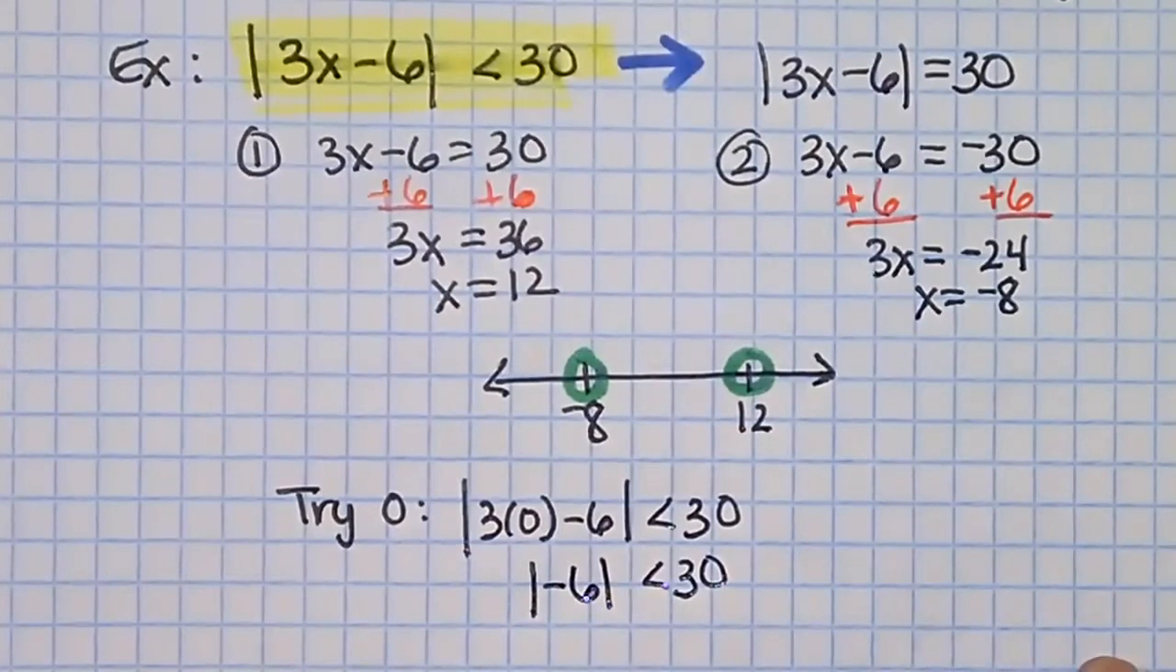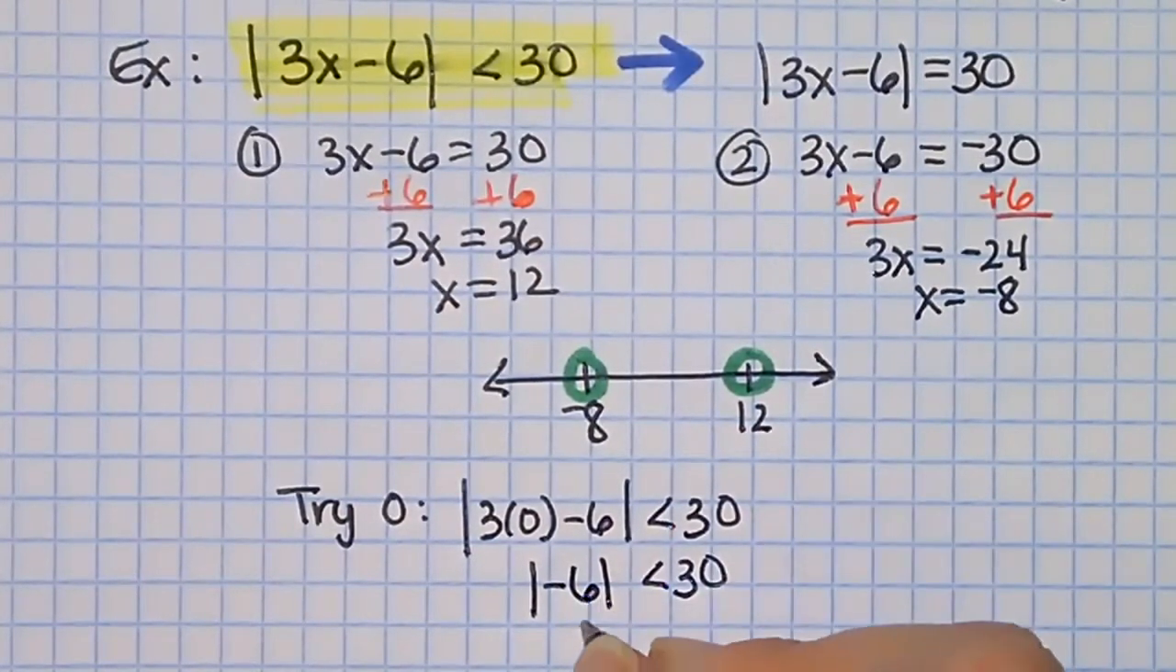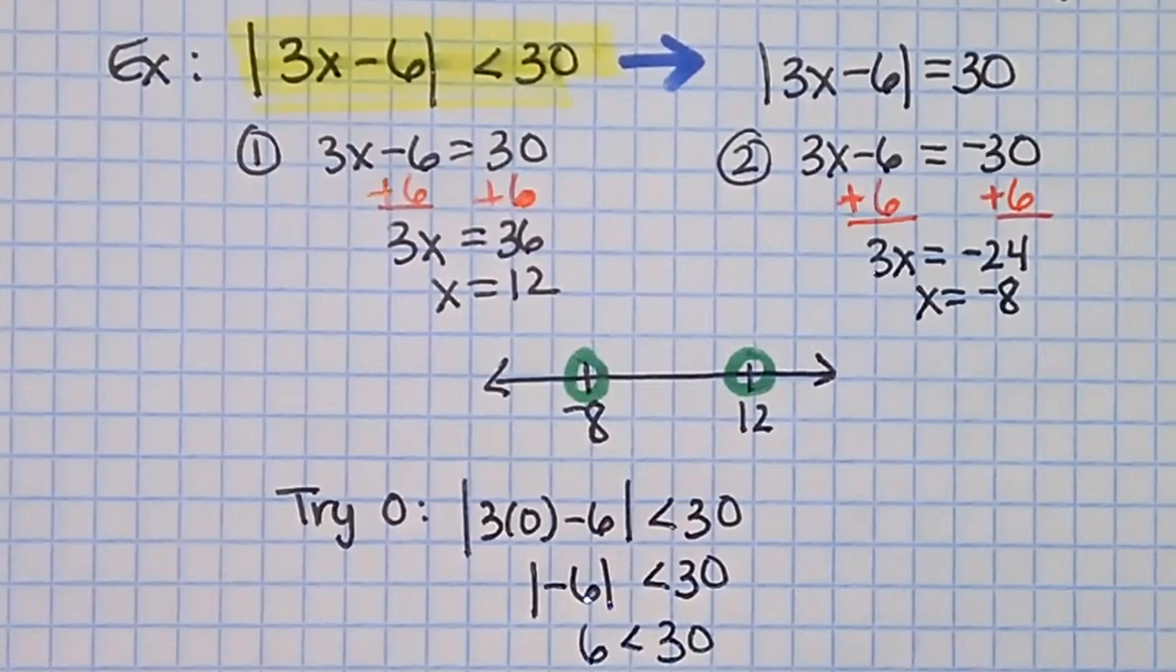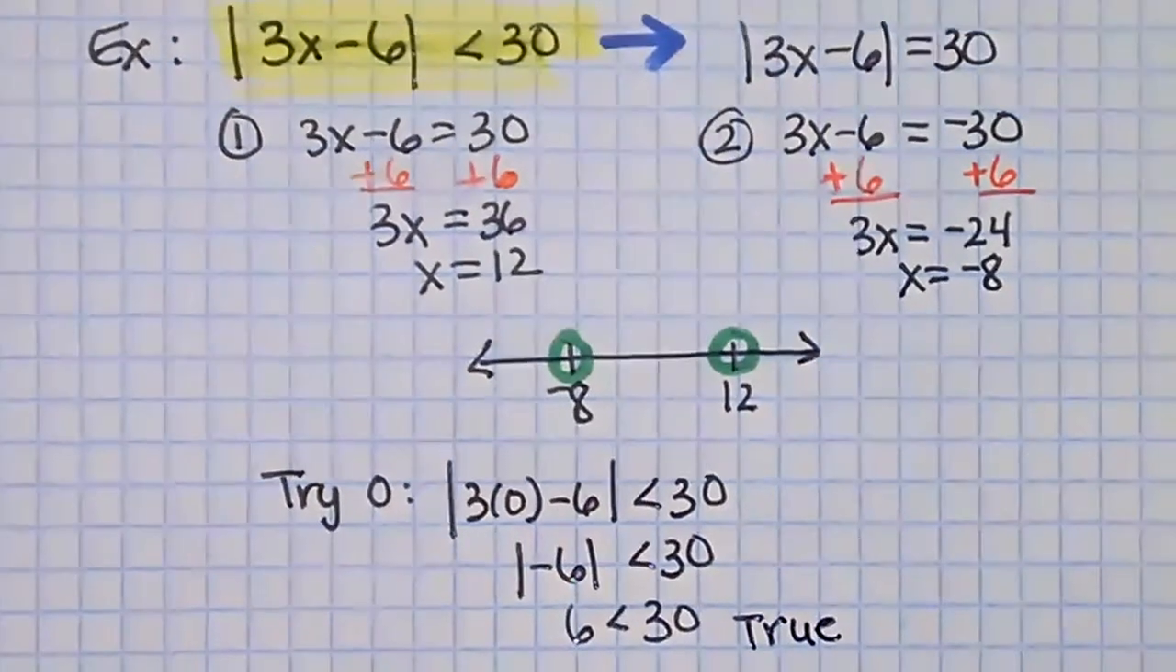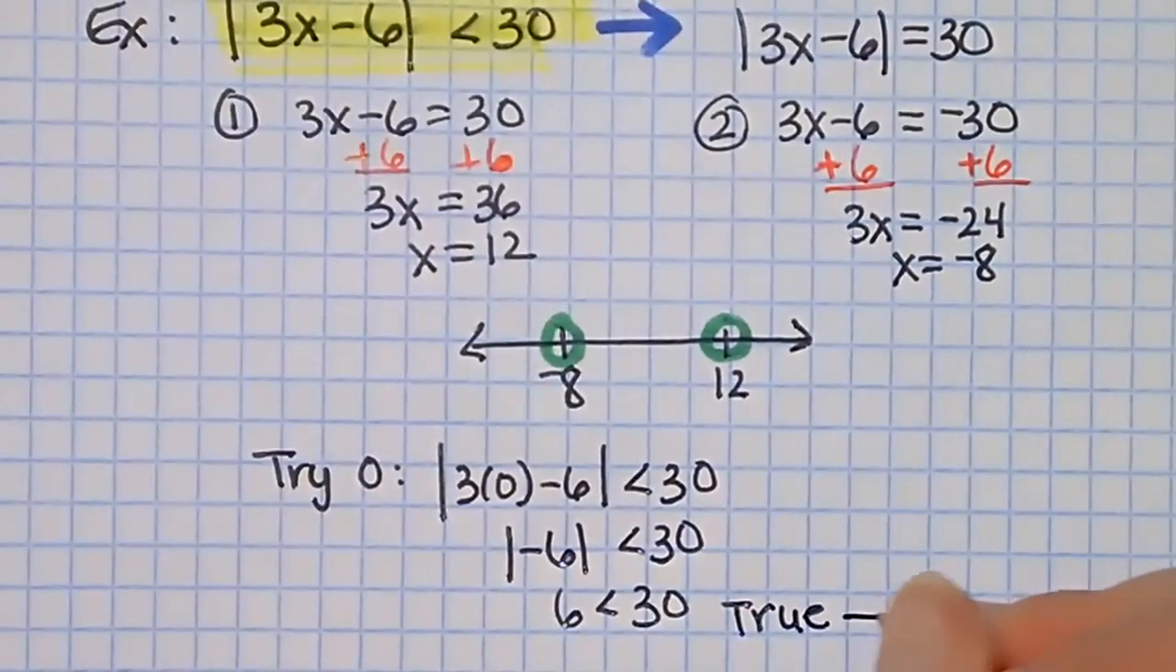And anytime I take the absolute value of anything, I always get a positive. So the absolute value of negative 6 is 6. And now, is 6 less than 30? That's what we need to decide. And 6 is less than 30. This is true. So that means I'm going to shade where 0 is.